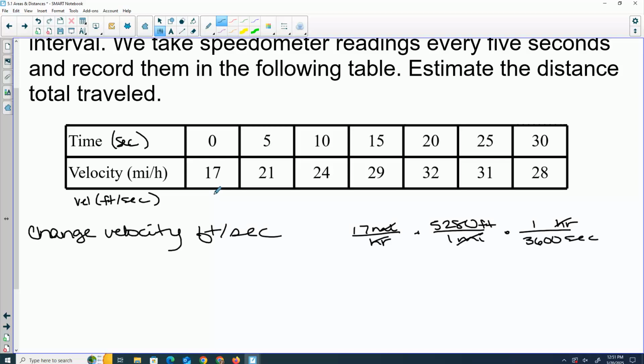So when we do that to 17, it comes out to be 24.9, so can we call it 25? Oh, we sure can. So 21 times 5,280 divided by 3,600 is 30.8, so let's call it 31. 24 gives us 35.2, so we'll do 35. 29, 42.5, so 43. 32, 46.9, so 47.